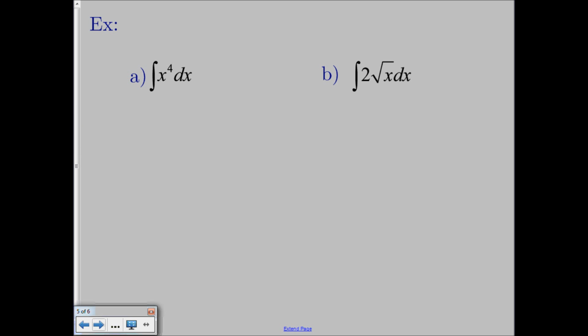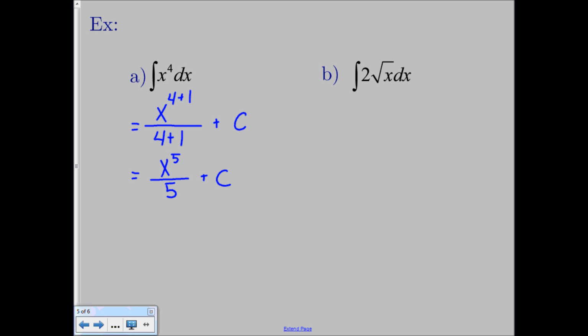So the integral of x to the 4th dx. So this is going to be our standard power rule. So all we're going to do for this is we're going to set up that fraction. We're going to do x, and then we just do 4 plus 1 over 4 plus 1, and then you add your constant of integration there on the end. So then we're just going to be left with x to the 5th over 5 plus c.